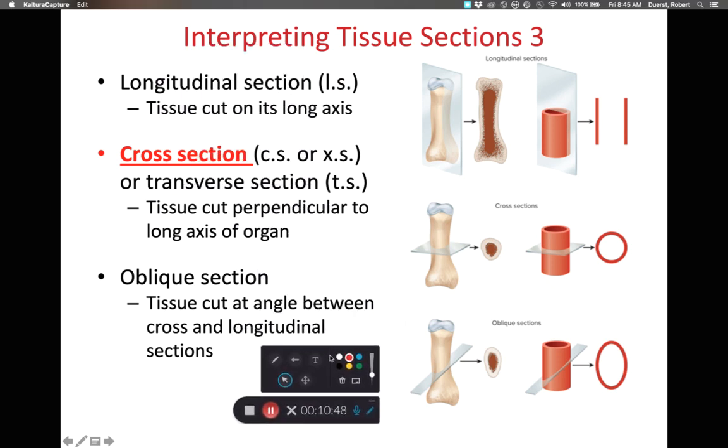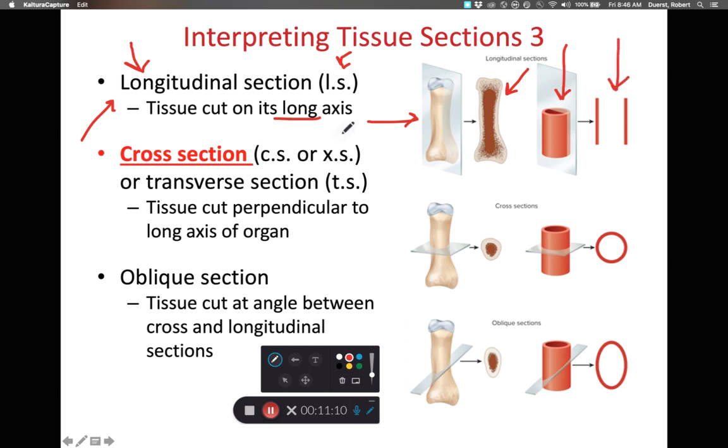As we're looking at our sections, there's some terminology that you need to be aware of. On microscope slides, if you see an LS, lowercase ls, that's an abbreviation for longitudinal section, and the tissue is cut on its longitudinal or long axis. So if we were to cut a long bone on the long axis, it would look like this. A coil or tubular structure would look like that.